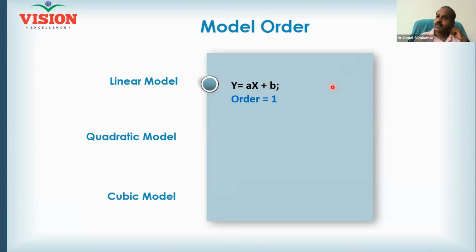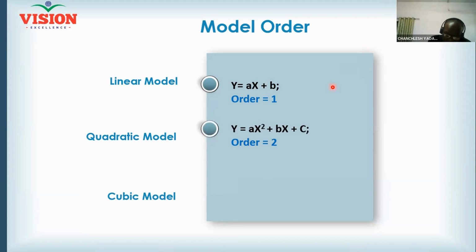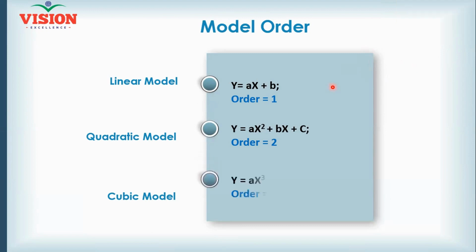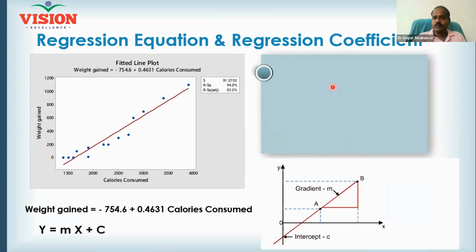So the linear model is order 1. Quadratic model means ax squared plus bx plus c. Here the main difference between linear and quadratic is x squared is also involved. The slope will not be constant. And cubic model means x cube will be available, right? And the nature of the graph also, I think I'll show you, right?